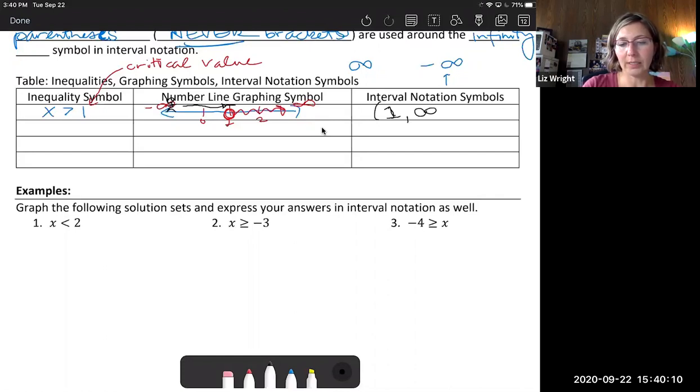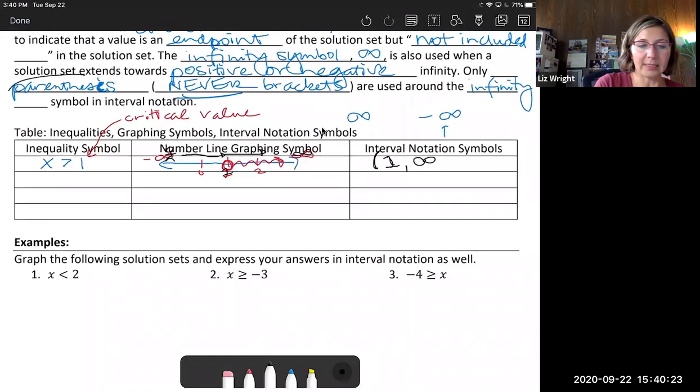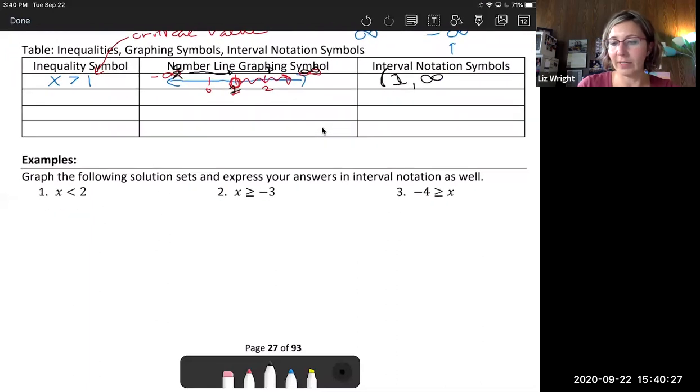So your little person is traveling along your number line. The first part of the solution is at 1 with an open circle, so it's parentheses, all the way up to positive infinity. And again, parentheses, never ever brackets, go around infinity symbols. So it's going to look like that.